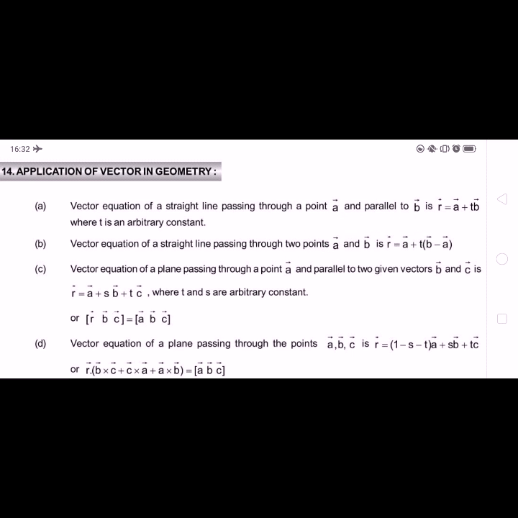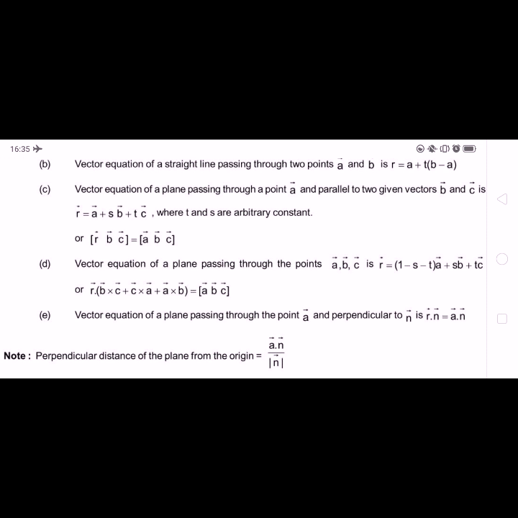Clear, guys? The vector equation of a plane passing through a point A and parallel to two given vectors B and C. Now this time 3 vectors have been given. It is passing through A bar and parallel to B bar and C bar. The same old thing: R bar equals A bar plus S times B bar plus T times C bar, because it is passing through A bar but parallel to B and C. Just remember, if it is parallel to B and C, it will be S times that, T times that. Clear? If we want to define it in terms of the box product, if it is passing through A bar and parallel to B bar and C bar, it is box RBC equals box ABC. Otherwise, remember: R dot (B cross C plus C cross A plus A cross B) equals box ABC.